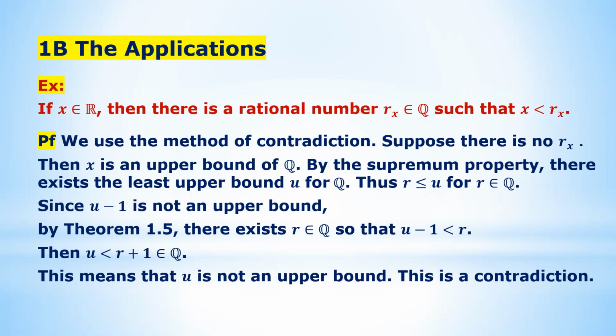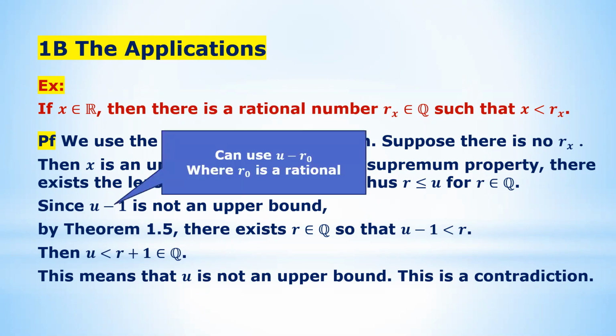But what I'm trying to point out here is that the key step is to replace u by u minus 1, right? Now, instead of reducing it to u minus 1, you can reduce it to u minus r naught. Here r naught is a positive rational number. You don't have to use an integer. An integer is a rational number. Actually, you can reduce it to u minus r naught, okay?